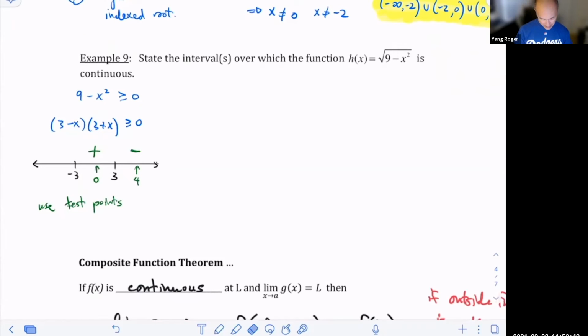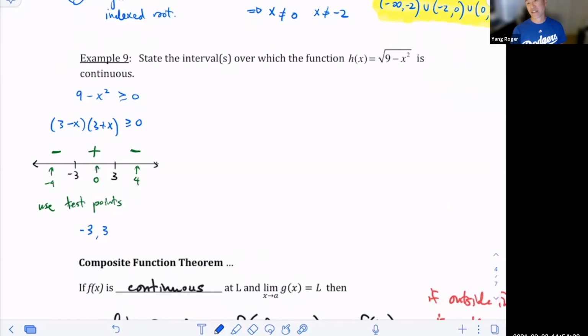And then I can plug in a negative 4 over here. Plug in a negative 4, what do I get? This is going to be a positive number. This is going to be a negative number. Positive times negative is negative. So it's negative. You can just stick the number into your calculator to see if it's a positive or negative number. But if I do it this way, I hope you guys can see that the place where the domain is not negative is from -3 to 3.